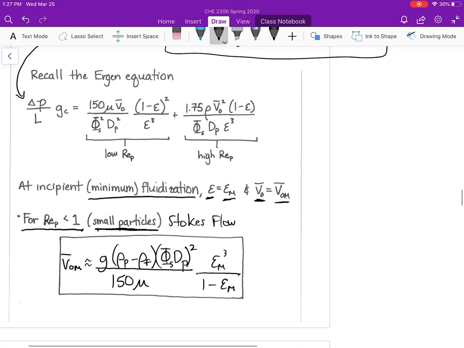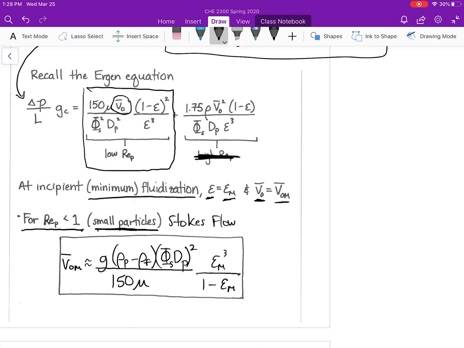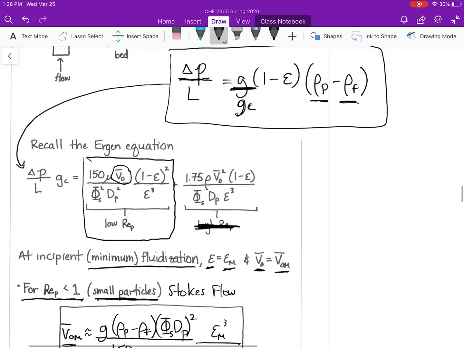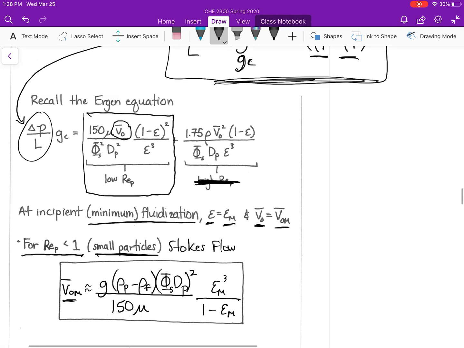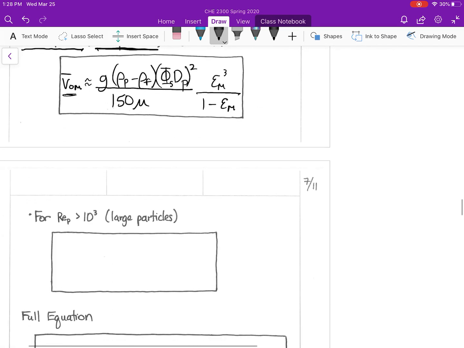Okay, so all I have done here is take the left term on the right-hand side of my Ergun equation. I have gotten rid of the right term on the right-hand side of the equation because that deals with high particle Reynolds numbers. Everywhere I had a superficial velocity, I inserted a minimum fluidization velocity, and I got rid of my pressure drop by using the equation above. That's for particle Reynolds numbers less than 1.